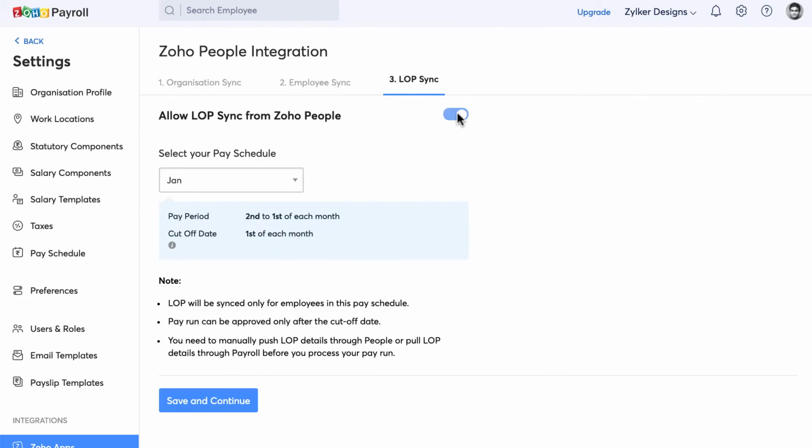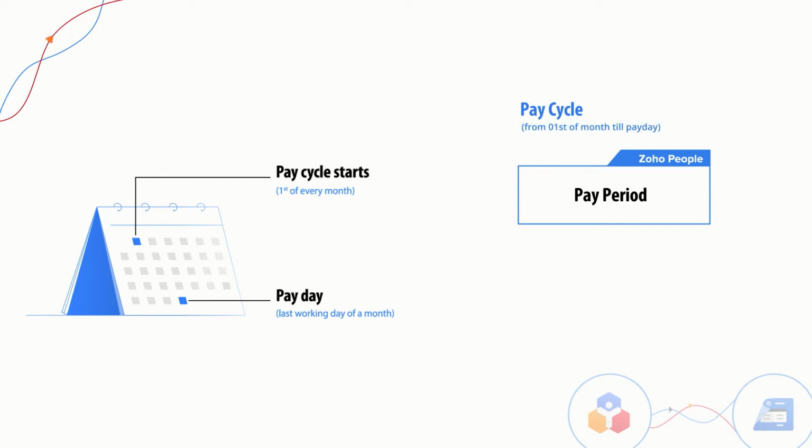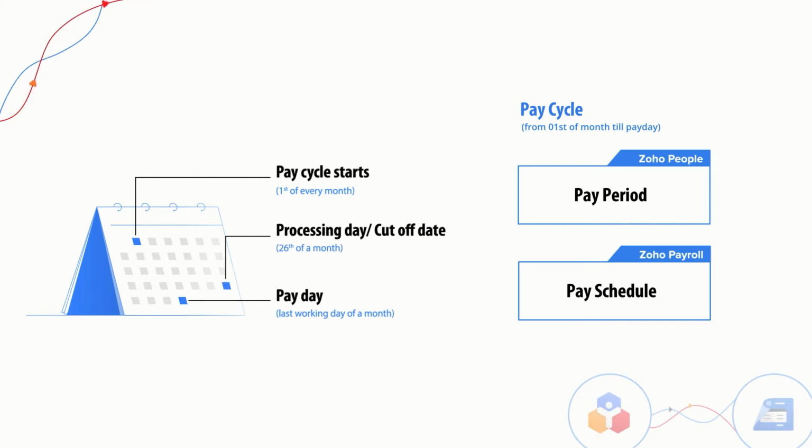In this section, you can enable LOP sync. There are a few things to note when it comes to loss of pay sync between Zoho People and Zoho Payroll. Say, for example, you're paying an employee every month on the last working day. This is called the payday, and the pay cycle starts from the first day of the month to the last day of the month. This pay cycle is called the pay period in Zoho People and pay schedule in Zoho Payroll. Say you add the loss of pay information on the 26th to verify before processing the payroll. This day is called the processing day or the cutoff date.